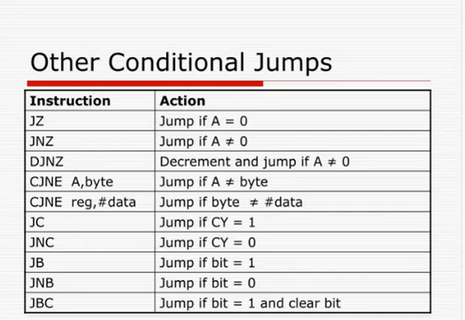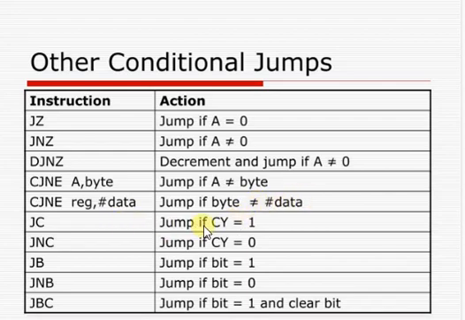Other conditional jumps here. JZ, jump if A is equal to 0. JNZ, jump if A is not equal to 0. DJNZ, which we just discussed, decrement and jump if not equal to 0. CJNE A, byte, jump if A is not equal to byte. CJNE register, #data, jump if byte not equal to #data.